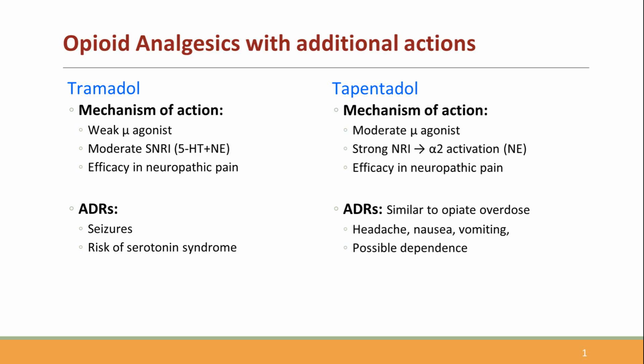Tapentadol has a stronger mu receptor agonist effect and is a potent norepinephrine reuptake inhibitor. By enhancing alpha-2-mediated descending inhibition, it provides effective relief in neuropathic pain while maintaining opioid-like analgesic potency. Adverse effects resemble opioid toxicity but also include nausea and headache.